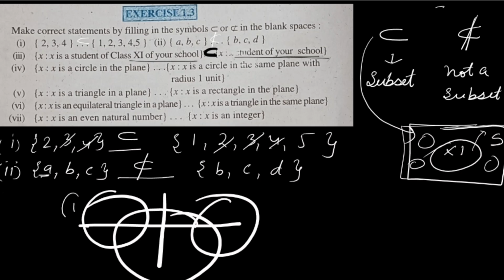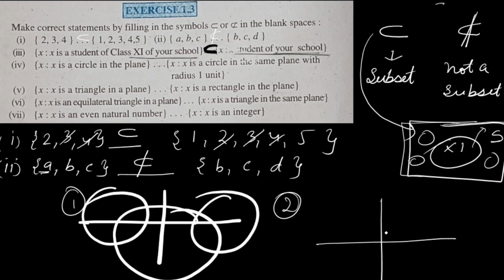But what is this? This is our first set. What is the second set? Second set, they are telling X is a circle in the same plane with radius 1 unit. So radius 1 unit, what does it mean? So circle will be like this. So any circle with radius 1 unit. So you can see here, first set will be a bigger set. So bigger set cannot be a subset of smaller set, because here only those circles are there whose radius is 1 unit. In second set, all circles are there with radius 1 unit. So this means first set is not a subset of second set. So this one not a subset.